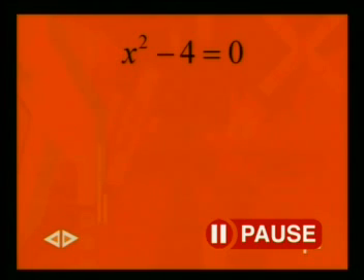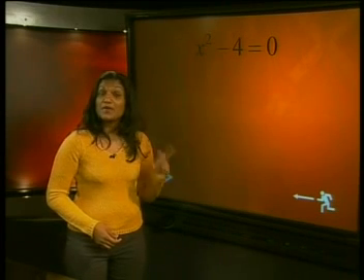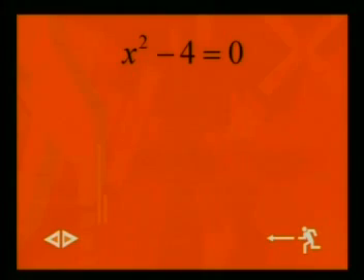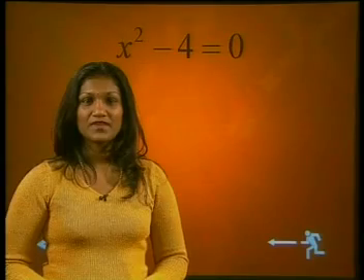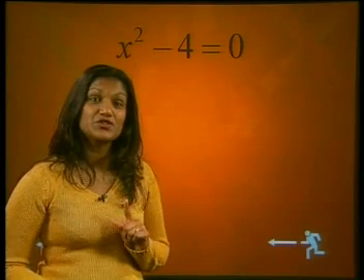Solve the following equation. X squared minus 4 is equal to 0. This is a quadratic equation, but it doesn't have a middle term. Do you think we can solve it? Come on, this equation is also easy.